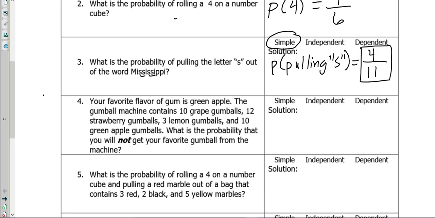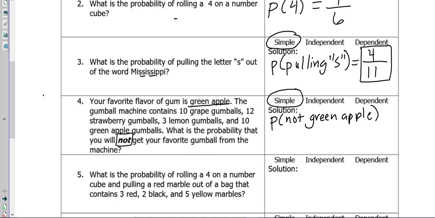Number 4, your favorite flavor of gum is green apple. So that's what we're looking for. The gumball machine contains 10 grape gumballs, 12 strawberry gumballs, 3 lemon gumballs, and 10 green apple gumballs. What is the probability that you will not, that's really important, that you will not get your favorite gumball from the machine? So our probability is not green apple. And for this one, we're just looking at one event, one thing happening. So again, this is simple. And for the probability, this is theoretical probability of getting a gumball that's not green apple.